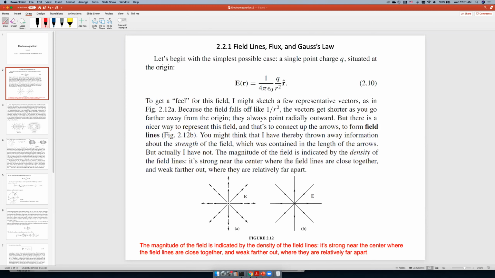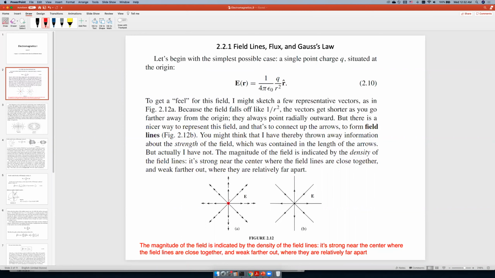Let's begin with the simplest case, a single point charge Q situated at the origin. If we want to calculate the electric field, we can use this equation, which comes from Coulomb's law: E equals 1/4 pi epsilon 0 times Q over r squared, and the direction of the electric field is in the radial direction.